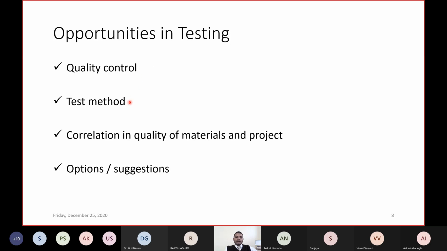Then another opportunity we are finding is testing methods or methodologies, and correction in the quantity of material and the project. With a thorough understanding of the materials and their characterization, one may act as a consultant to provide suggestions or options for the given materials, or the suggestions to be followed beforehand before using those materials.